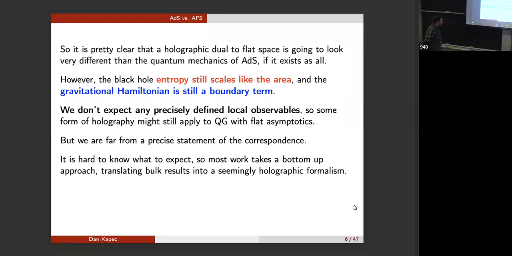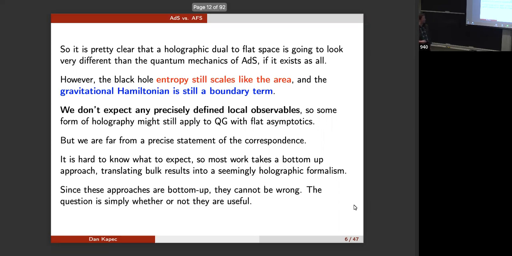And for that reason, most of the work in this subject takes a bottom-up approach, where we take known results about either perturbative gravity or some non-perturbative information regarding black holes, and we try to massage those known quantities into a way that makes them look holographic, and see if we can get any clues about the right formalism or the right frame to be thinking about this problem.